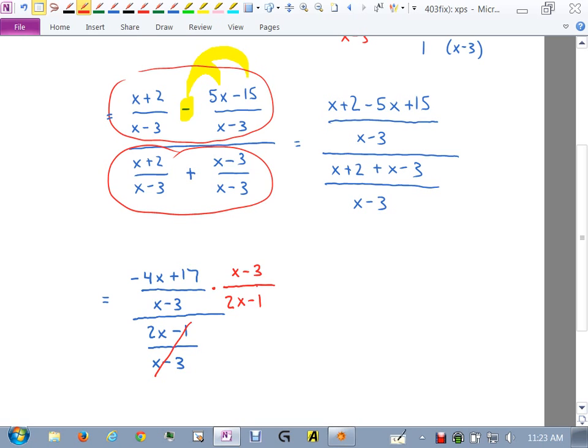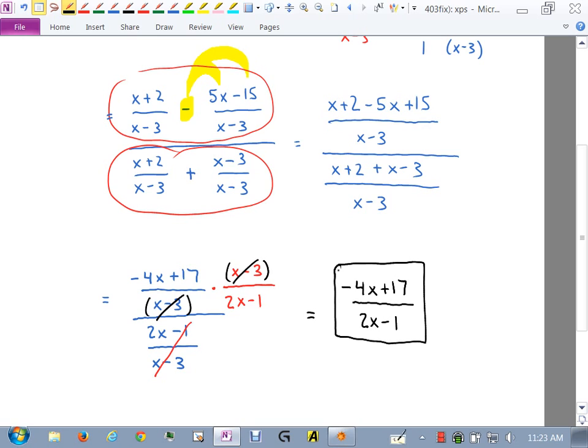Okay, so I took the fraction, I flipped it, right? And now I can do what? I can cancel this x minus 3 and x minus 3, which will leave me a final result, negative 4x plus 17 over 2x minus 1. No, you're good there. Yes. That's right. Yep. It's all because we had multiplication right there. That dot.